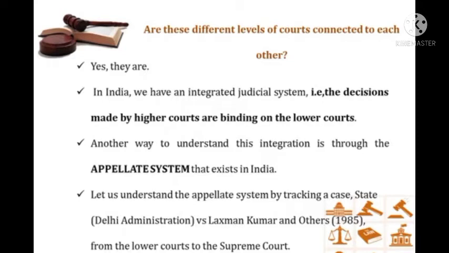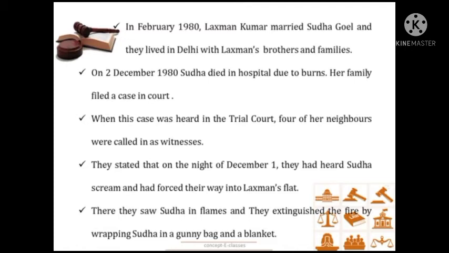State (Delhi Administration) versus Laxman Kumar and others, 1985, from the lower courts to the Supreme Court. In February 1980, Laxman Kumar married 20-year-old Sudha Goel and they lived in a flat in Delhi with Laxman's brothers and their families. On 2 December 1980, Sudha died in hospital due to burns. Her family filed a case in court.